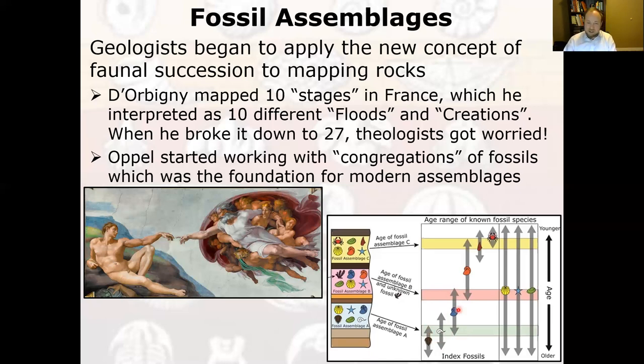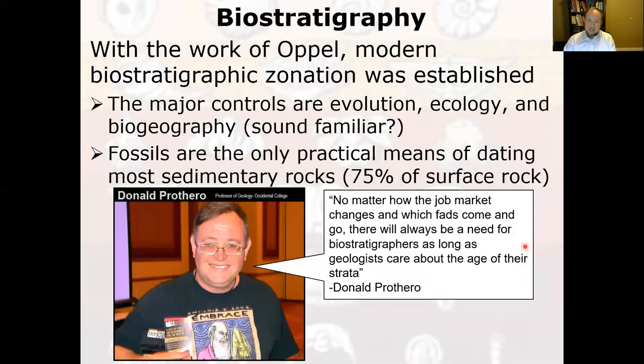If you define this assemblage based only on the overlap between these two, it gives you a much shorter interval than if you defined it based on this interval or this interval. If you define it by this and this, it's much shorter, much more precise. Same thing here, defined by overlap. So moving away from using individual diagnostic fossils to using groups of fossils increased the fidelity a little bit and made it more useful. That was really the start of biostratigraphy. The groundwork that he laid was really the start of modern biostratigraphic zonation.